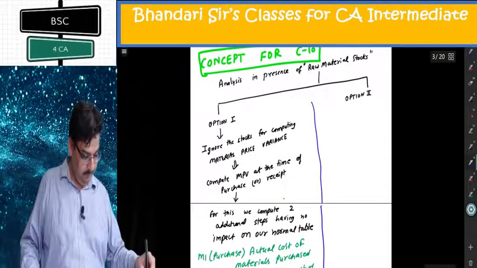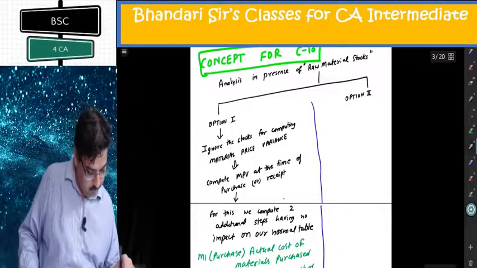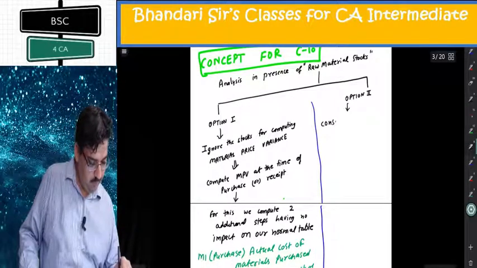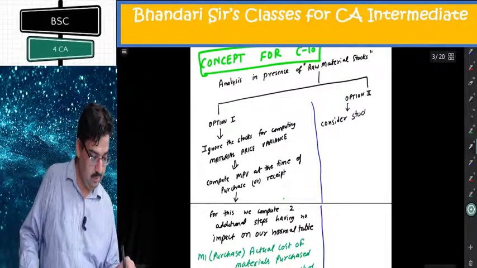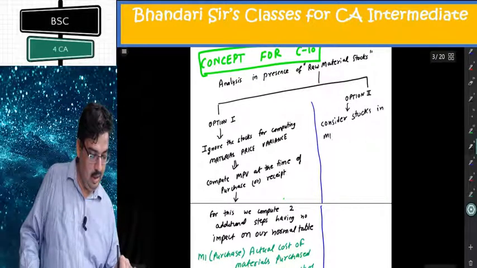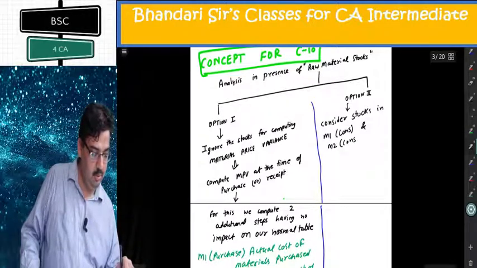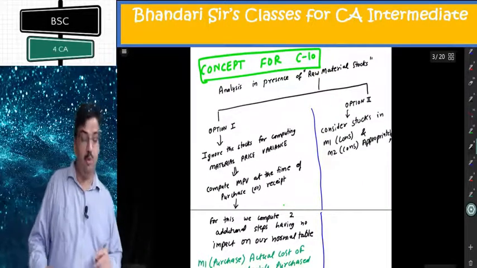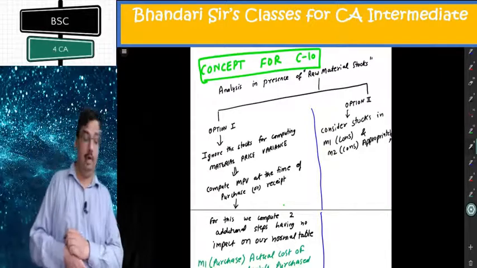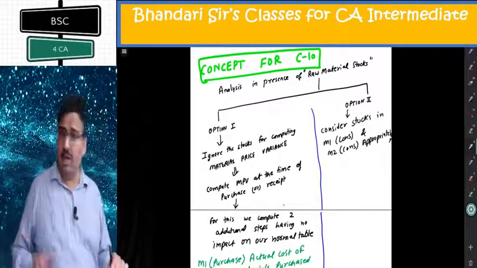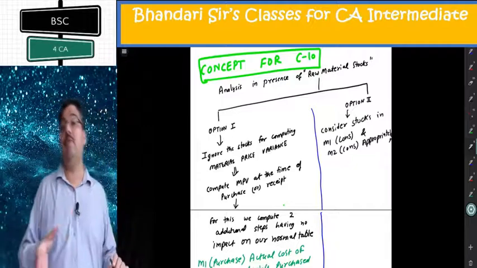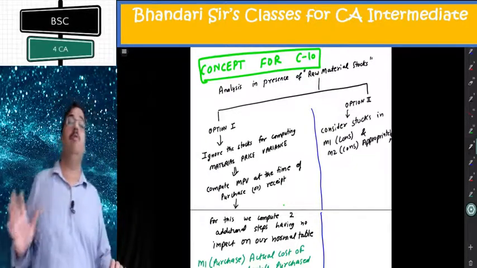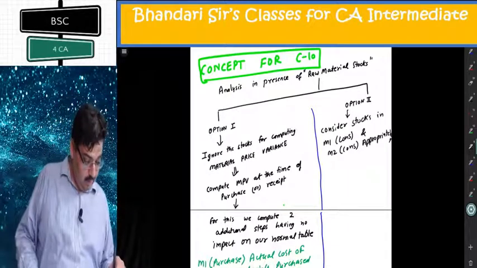Second option: consider stocks in M1 consumption and M2 consumption appropriately. The more important becomes M1 consumption. Now there are normal steps M1, M2, now being called M1 consumption and M2 consumption to make them distinct from M1, M2 purchase.